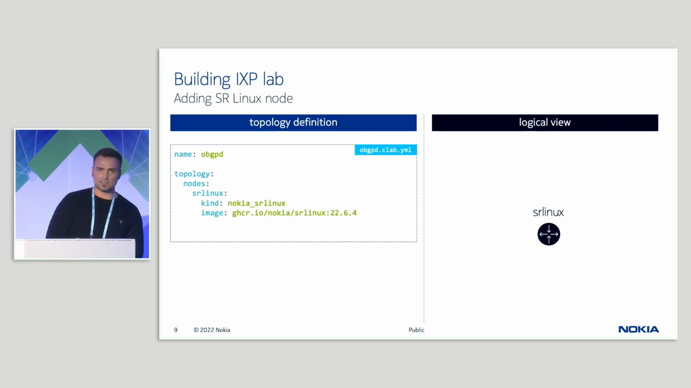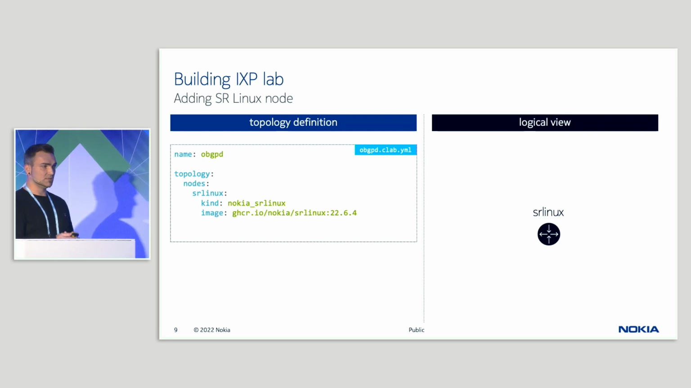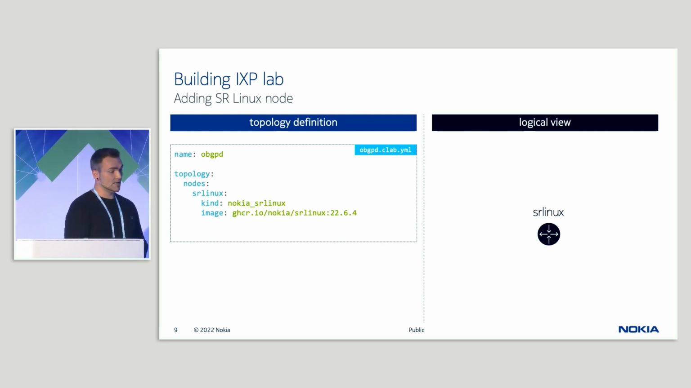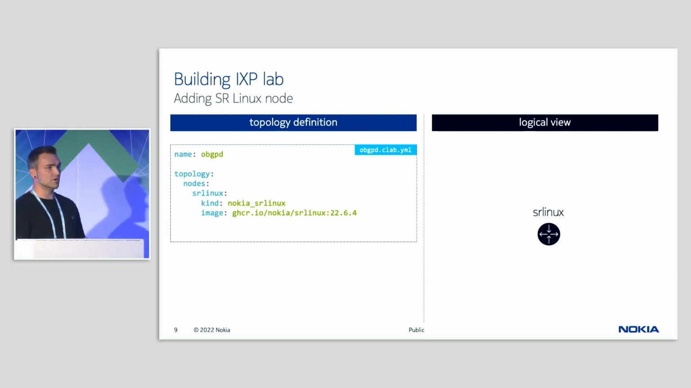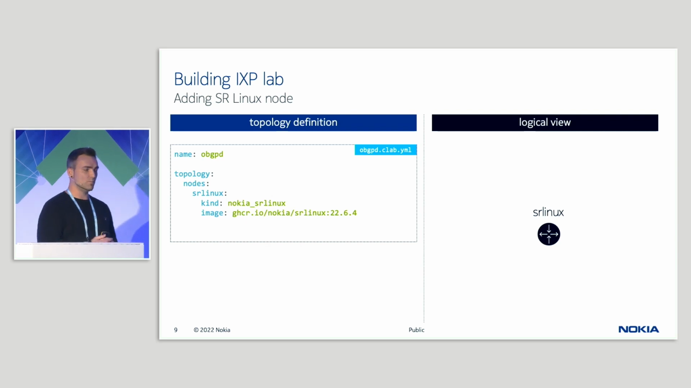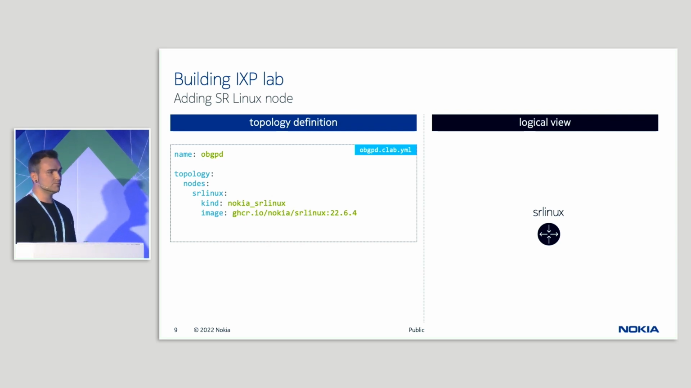And the second mandatory argument is the image. So Containerlab works with container images. It doesn't work with VMs. And the image that you see here is the URI for a container image. You may recognize GHCR as the GitHub Container Registry, and that is indeed true. At Nokia, we publish our SR Linux image publicly. You can pull it right now if you want with the Docker pull command.